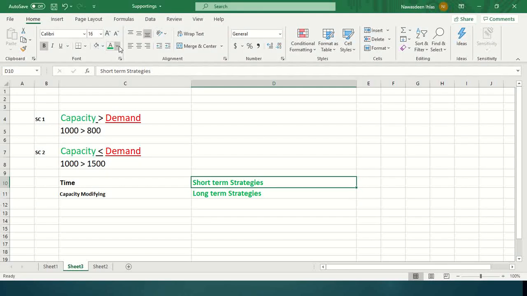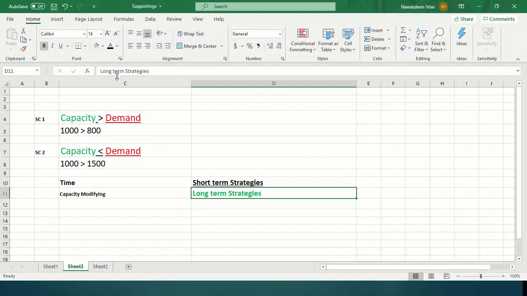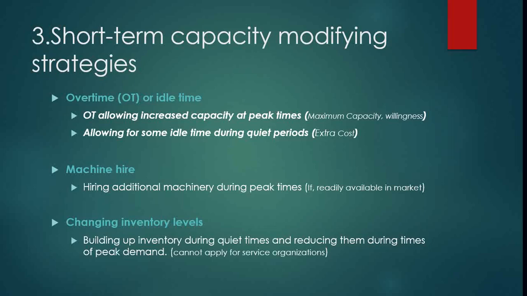So those are short term strategies. Right? And for the long term, we are going to get ready for the future, which means more than a 1 year period. We are going to get ready for our future demand or future growth, which means it is a long term strategy if it is more than a 1 year period. So we'll discuss short term capacity modifying strategies first.